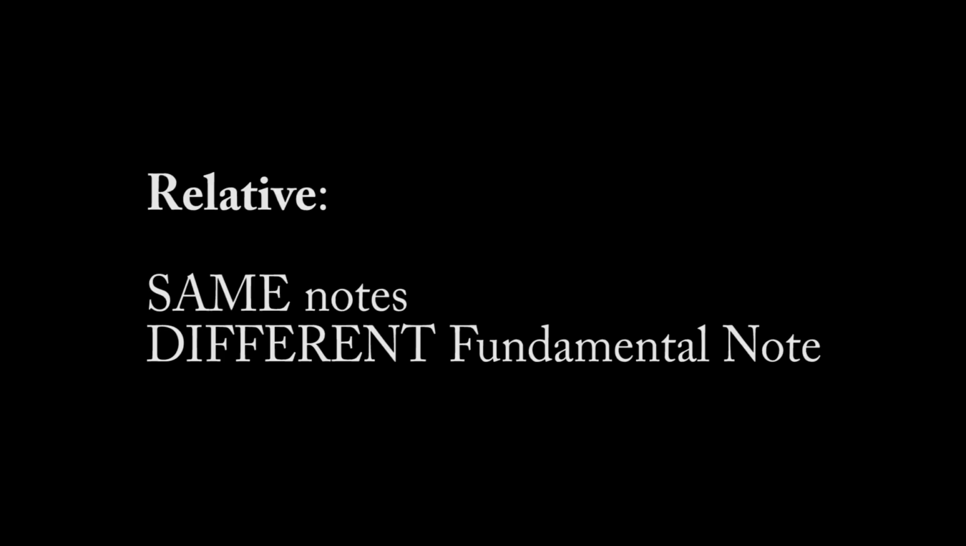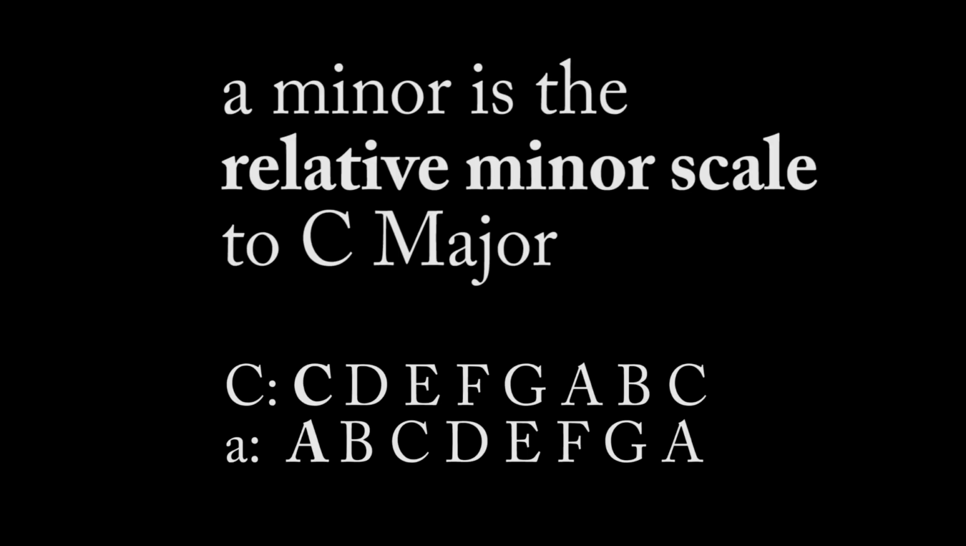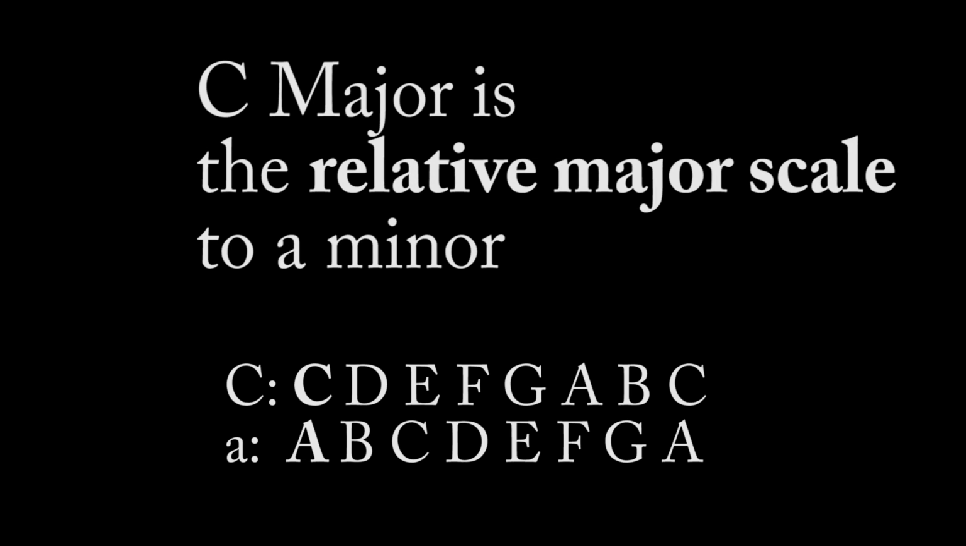Did you notice how both scales used only the white keys, aka the natural notes? Are they the same scale? Well, not exactly, but what does this mean? When different major and minor scales use the same notes but start on different notes, these scales are relative to each other. So what do I mean by this? So if A minor has the same notes as C major, that means that A minor is the relative minor scale to C major. Conversely, C major is the relative major scale to A minor.